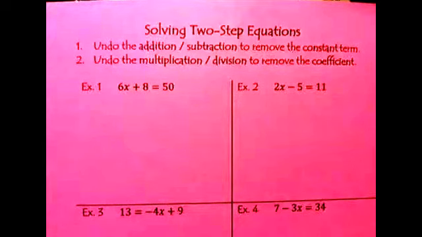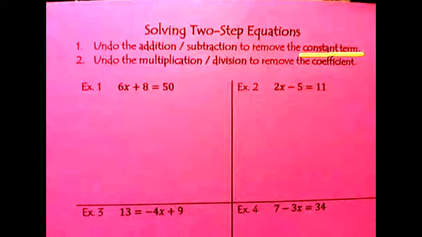So at the top here it says solving two-step equations. First, undo the addition/subtraction to remove the constant term. Second, undo the multiplication/division to remove the coefficient. So let's talk about those two words, what those two words mean.